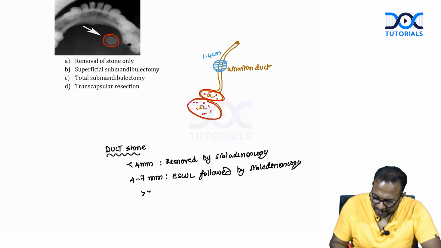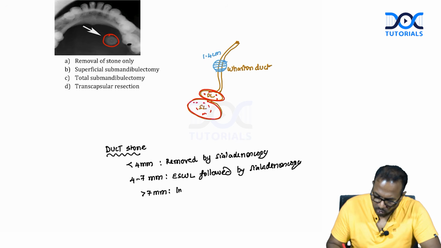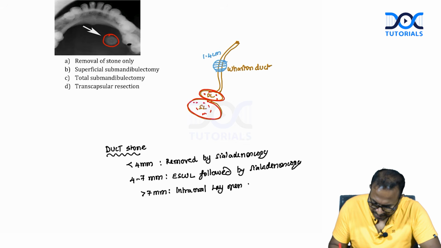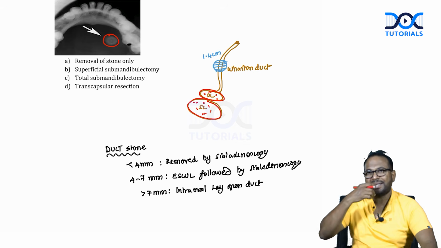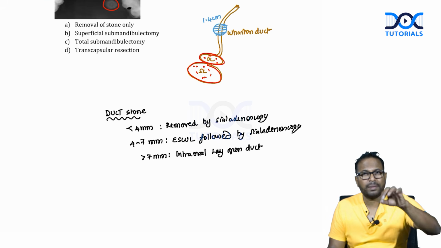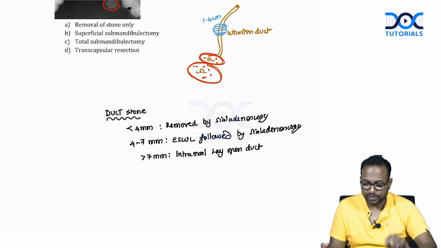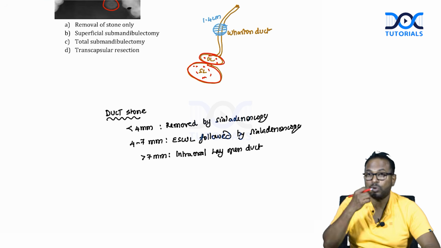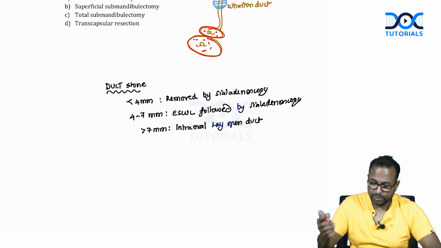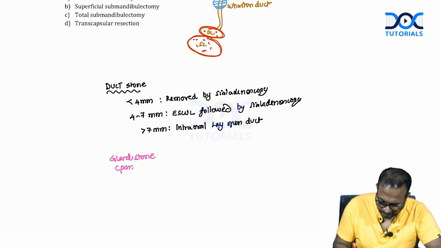If it is a duct stone of more than 7 mm, you can lay open the duct by the intraoral route. So open the duct and take out the stone. That is for duct stone. A very small stone can be removed by camera, sialendoscopy. A 4 to 7 mm stone you can break and remove in pieces by sialendoscopy. More than 7 mm is removed by laying open the duct and taking it out. If the stone is in the gland, the gland contains a stone, also called a parenchymal stone.